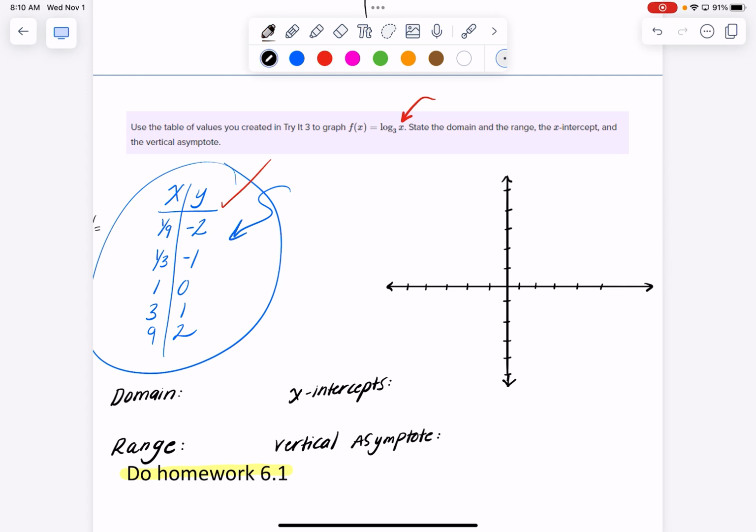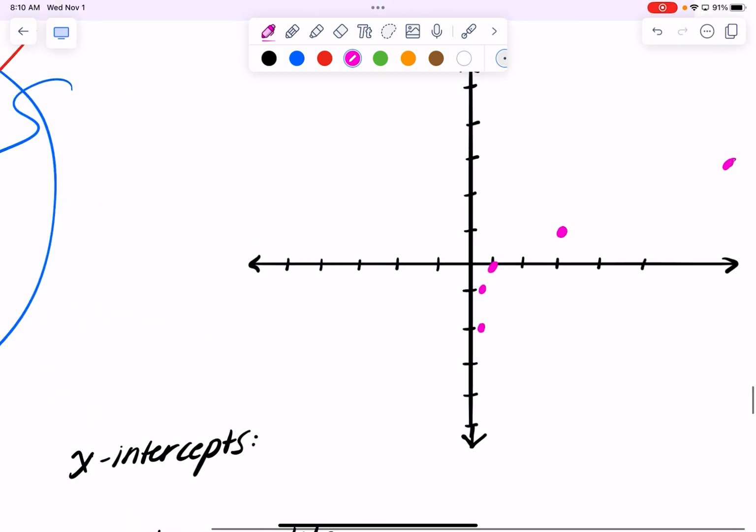All right, so now we're plotting these points. So we go over a ninth, down 2 units. I'm going to do it in pink. Over a ninth, down 2 units. Over a third, down 1 unit. Over 1, up 0. Over 3, up 1. Over 9, up 2. That is what a logarithm looks like. Isn't it an exponential on its side?